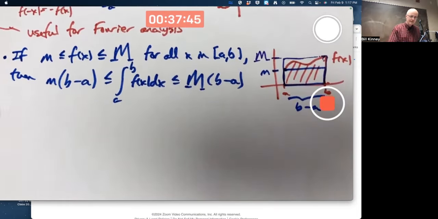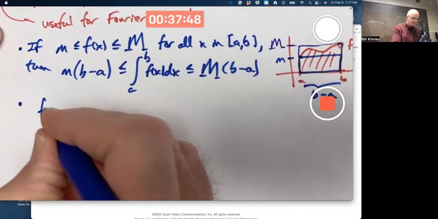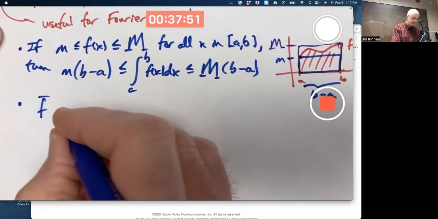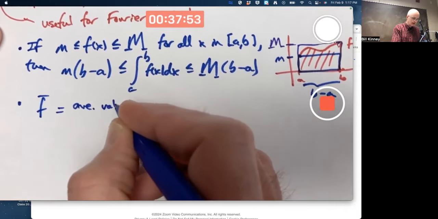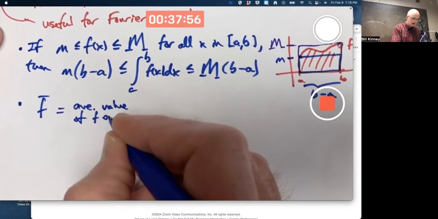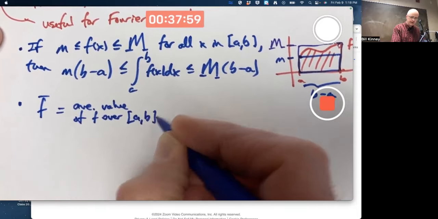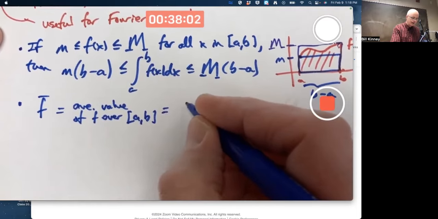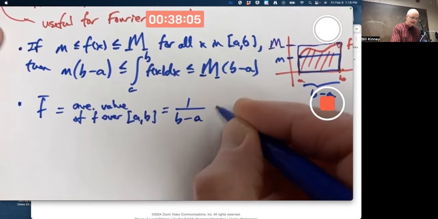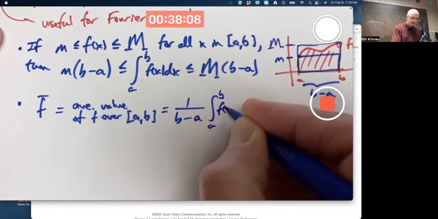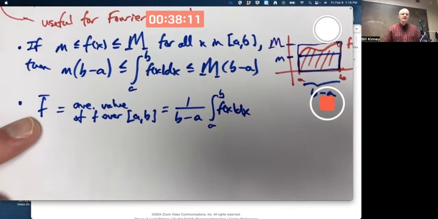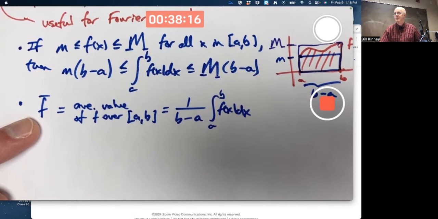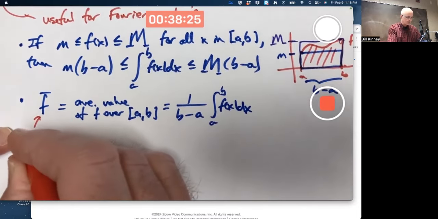Next thing is something we've already talked about, average value. Just for re-emphasis, I want you to know it. Average value of f over the interval from a to b. By definition, this is 1 over b minus a times the integral of the function. This is not necessarily standard notation. I like it because it reminds me of statistics to put a bar over the f here. Realize, though, this is not a function. F bar is a number, not a function.